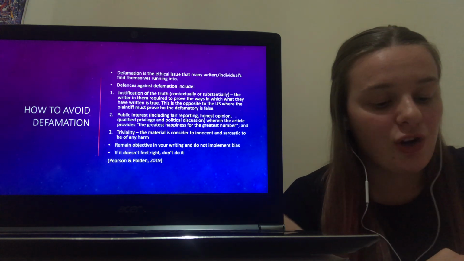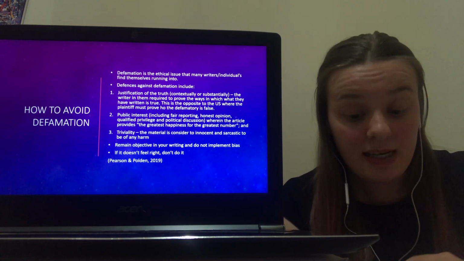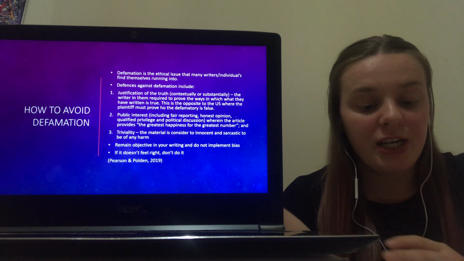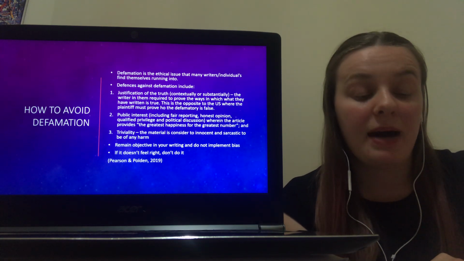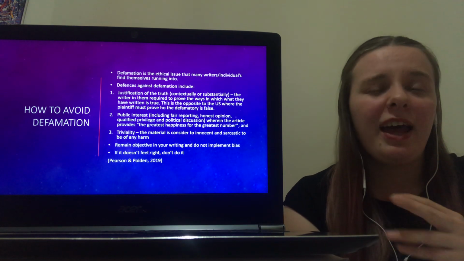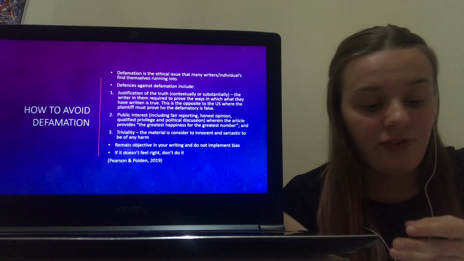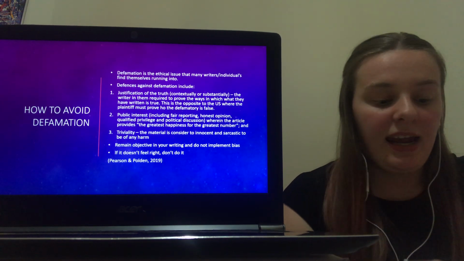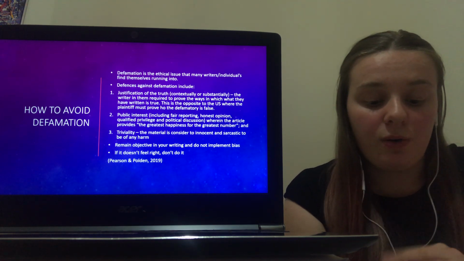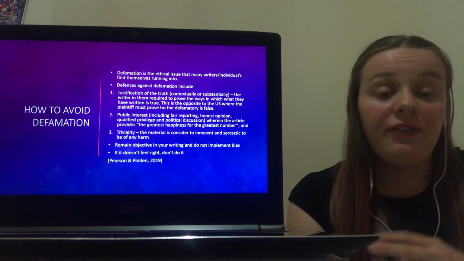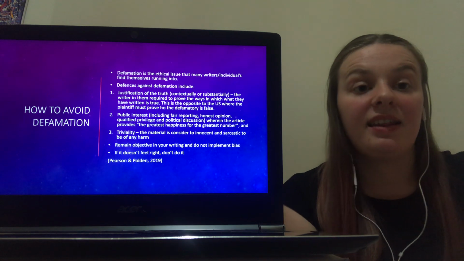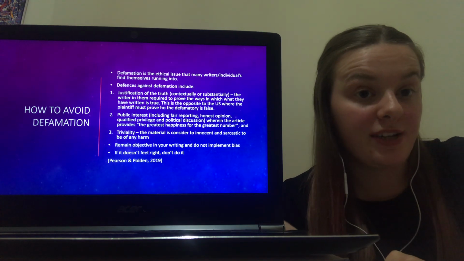Overall, the best advice offered to journalists is the same as it always has been, and that is to remain objective and not implement any sort of bias in your writing, which is where a lot of defamation does stem from. So ultimately, if it doesn't really feel right, you probably shouldn't do it, and you should stick to what we were always told as children, which is that if you don't have anything nice to say, don't say anything at all, unless, of course, it is true.